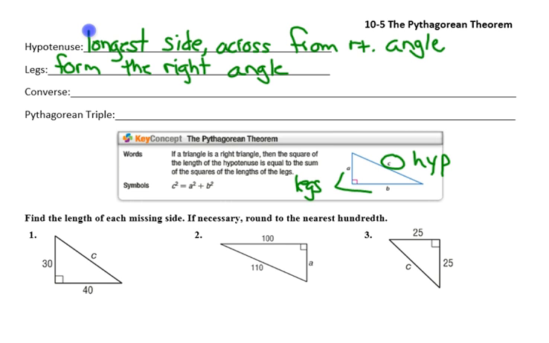So the Pythagorean theorem says that if I take the sides of a right triangle and I square all three of them and I add the legs together, it has to equal the hypotenuse. Okay? And the converse of that, converse is just another way of saying the opposite.